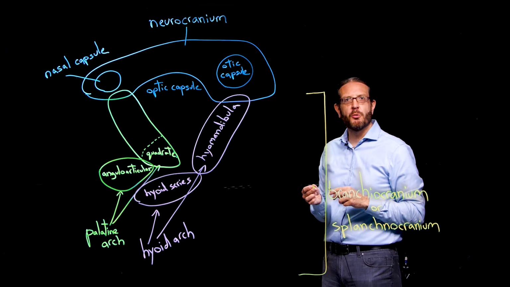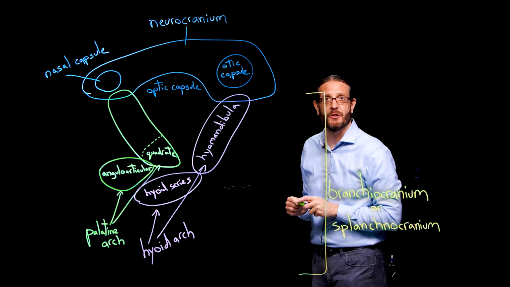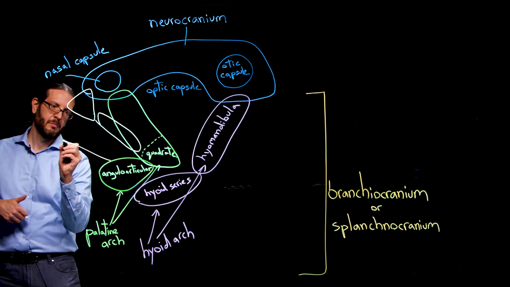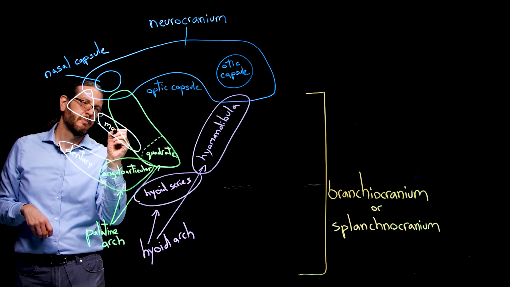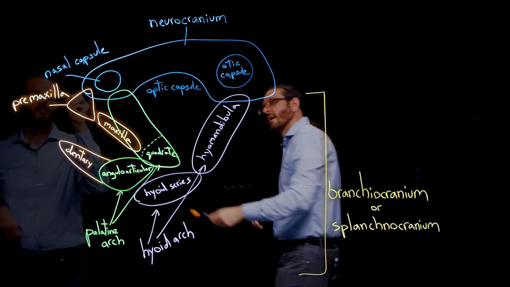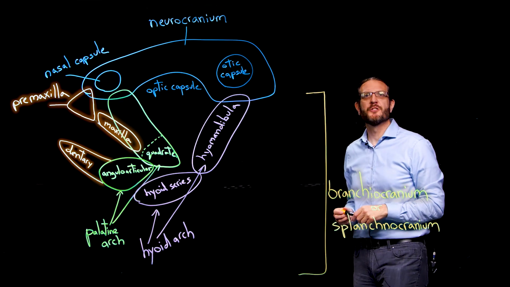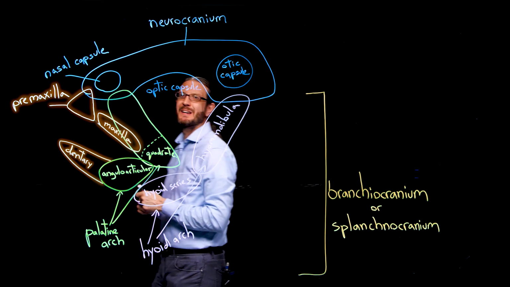Now, there are several more bones in the oral jaws of a teleost, which I'm going to add here in orange. The anterior portion of the lower jaw is called the dentary, and this is the major tooth-bearing bone of the lower jaw. Let me add some teeth.